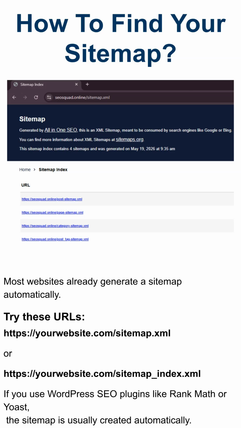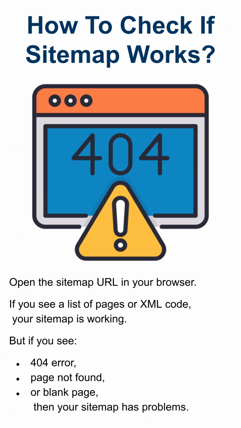Part 2. How to find your sitemap. Most websites automatically create a sitemap. Try opening these URLs: https://yourwebsite.com/sitemap.xml or https://yourwebsite.com/sitemap_index.xml. If you use WordPress with plugins like RankMath or Yoast, the sitemap is usually generated automatically.